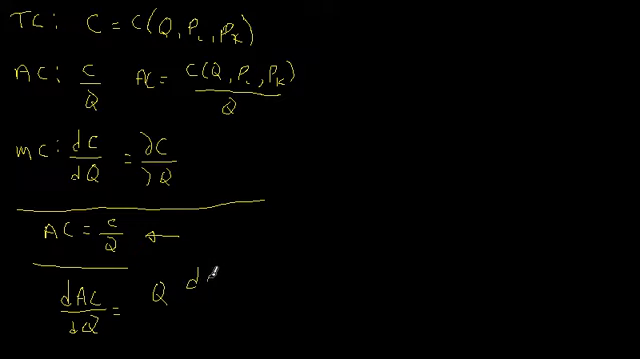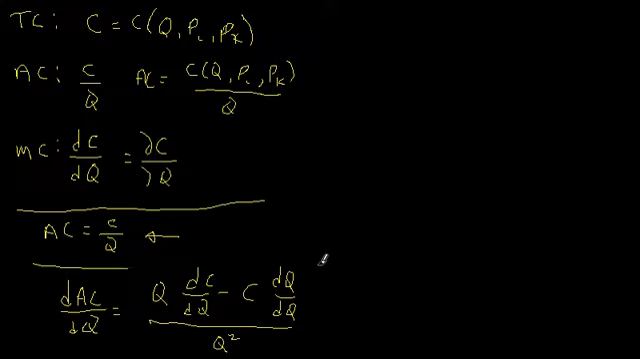times the derivative of cost with respect to output minus C times the derivative of Q with respect to Q, all divided by Q squared.